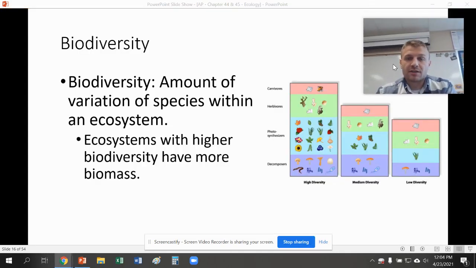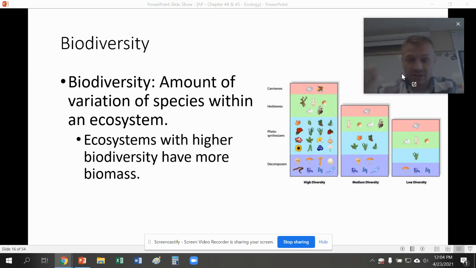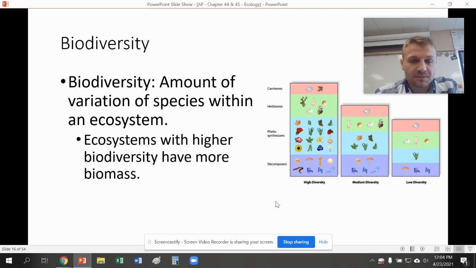All right, biodiversity. This is the amount of variation of a species within an ecosystem. You can see here ecosystems with higher biodiversity have more biomass, and they're usually stronger. So biodiversity is a good thing for an environment. You can see here high biodiversity, medium, and then lower, we have less and less species, or more and more species for those higher diversities.